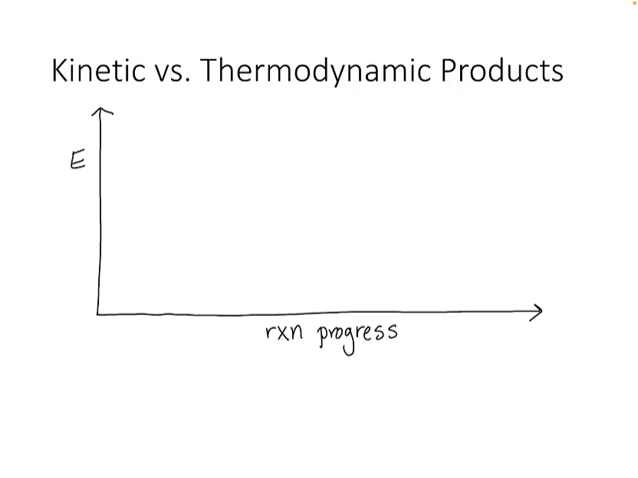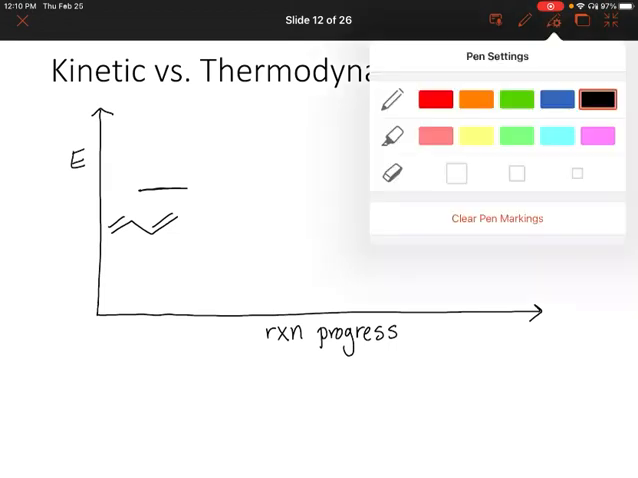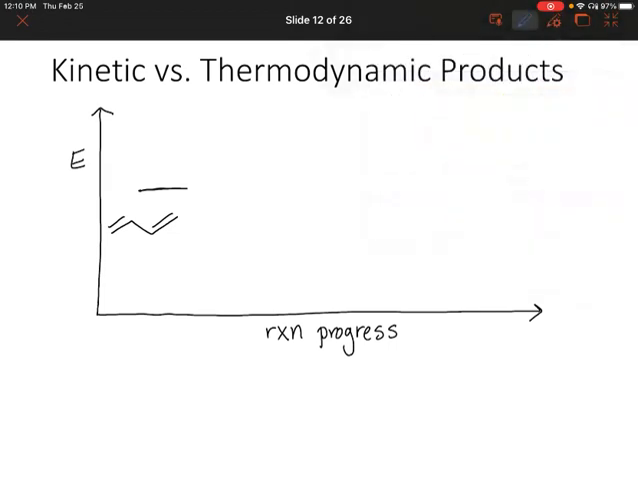So again, we're starting with 1,3-butadiene, and that has a certain amount of energy to start. Then, once we react that with our HBr, hydrogen is going to add to the least substituted carbon on one of the double bonds, and then we get our intermediates.